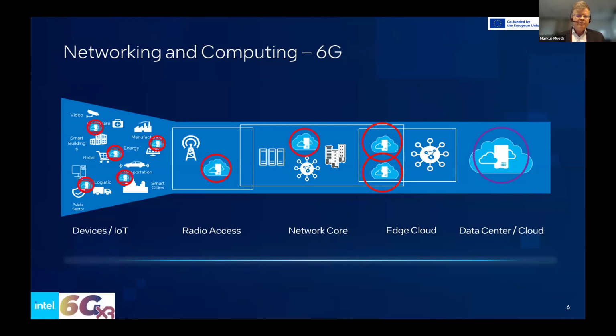But when going now towards 6G, my vision and Intel's vision is that we are really going to see ubiquitous usage of compute, AI, and data processing across the different parts of the network, right? And this is not only within the infrastructure, but really going end to end, right?